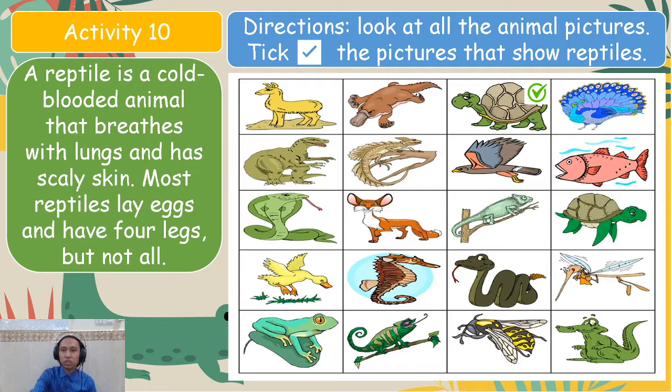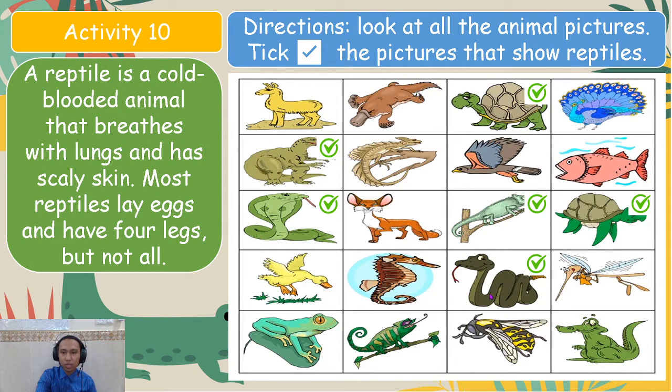So we have a turtle as a reptile. Very good. A dinosaur is a reptile. A snake is a reptile. A chameleon is a reptile. And of course, a turtle is a reptile. So we have 2 turtles on this activity.